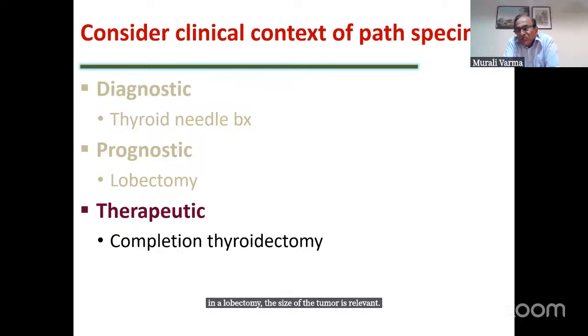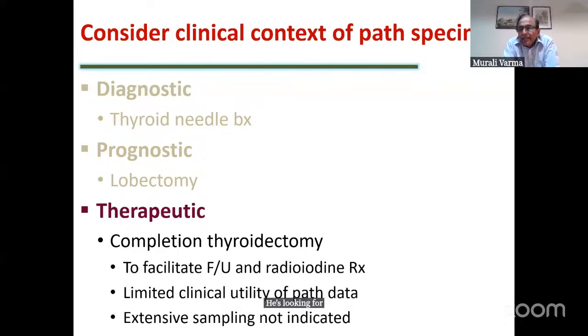But when you get a completion thyroidectomy, so you get a patient who's got a follicular carcinoma and they've removed the other half of the thyroid gland. Now that is a therapeutic specimen. Now, why have they done that completion thyroidectomy? And what is the clinician looking for from that? He's looking for nothing. He has done the completion thyroidectomy to facilitate follow-up and radioiodine therapy.